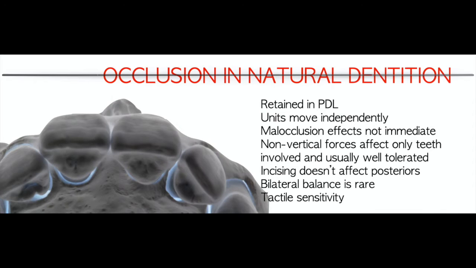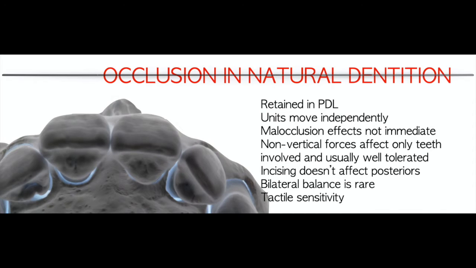In natural dentition, the teeth are retained in the periodontal ligament. Therefore, each individual tooth moves independently. Therefore, malocclusion, if there is any, does not affect things immediately because it only affects the affected tooth. Non-vertical forces affect only the teeth involved and are usually well tolerated.